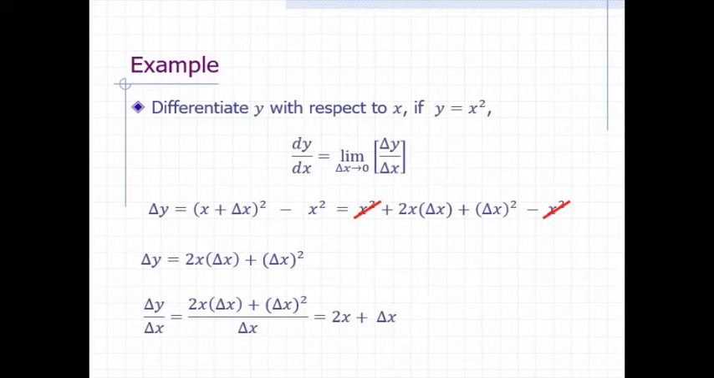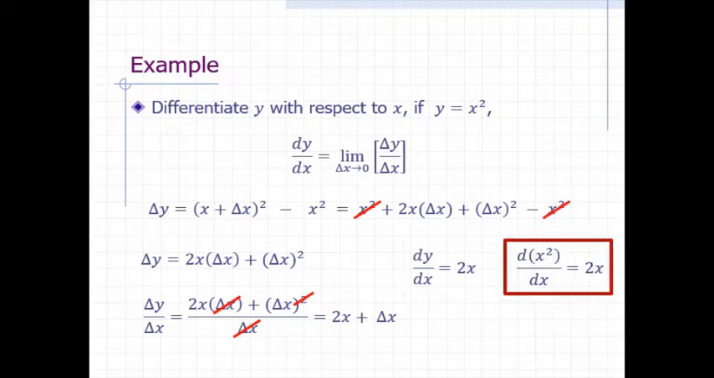Dividing this expression by delta x, we get delta y over delta x equals 2 times x times delta x plus delta x squared, divided by delta x, which can be simplified to 2 times x plus delta x. So what happens when delta x becomes very, very small? This expression becomes 2 times x plus a very small number. This expression reduces to just 2x. Therefore, if y is equal to x squared, the derivative of y with respect to x is equal to 2x.